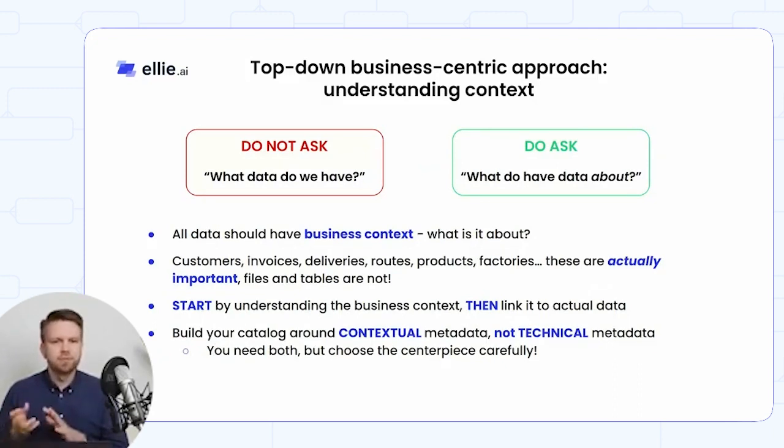Normal users do not approach a catalog saying, I want to know about this specific database table. They say, I want to know about deliveries. And this is a complete turnaround in the ways of thinking about data catalogs. We're not going to be building around technical metadata. We're going to be building around context. Both are needed, and of course governance metadata is needed as well. But we have to choose carefully what the centerpiece of this is.